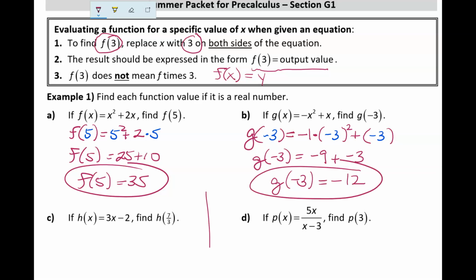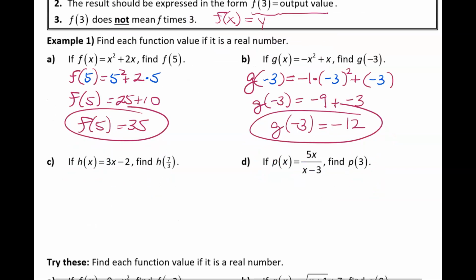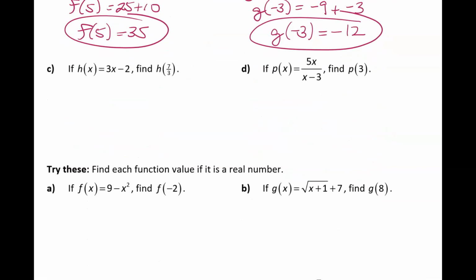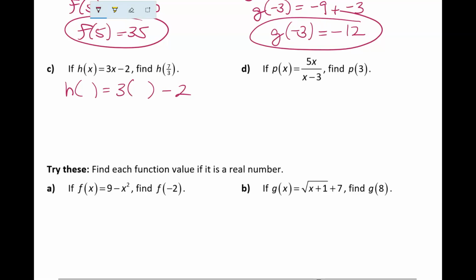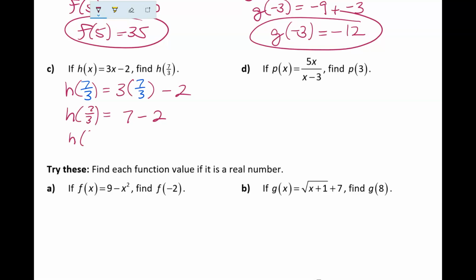In C, we have h of x is equal to 3x minus 2. We're finding h of 7/3. So we're going to replace all the x's with 7/3. And of course, 3 times 7/3 is 7. So h of 7/3 will turn out to be 5.